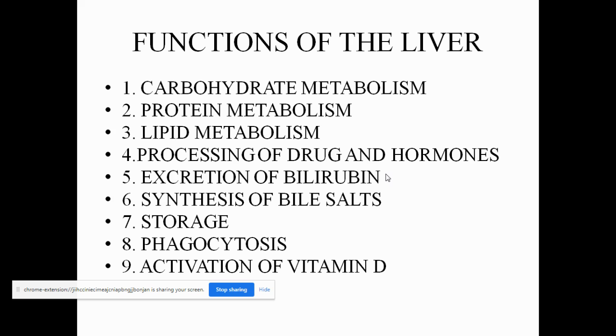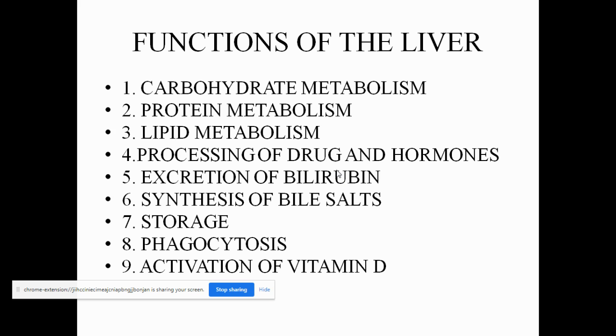Bile salts, as we have seen, are a combination of salt with the bile acids: taurocholic acid, glycocholic acid, chenodeoxycholic acid. They combine with ions to form calcium salts. They are all synthesized by the liver. These bile salts are used for the emulsification and absorption of lipids.